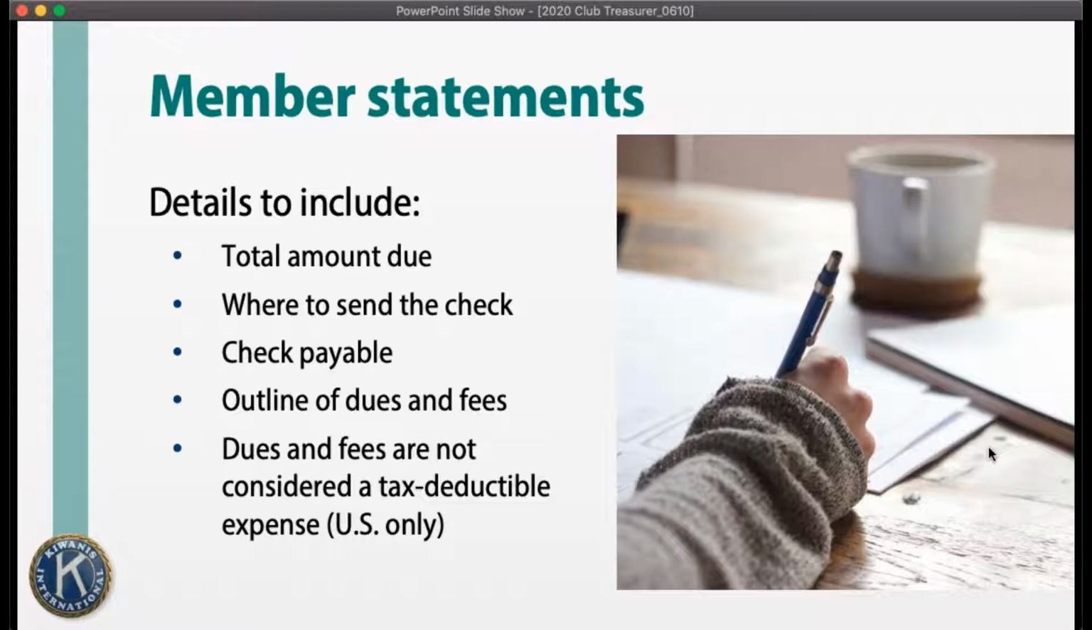You need to disclose the total amount due very clearly, where to send the check, and who the check needs to be payable to, or if your club accepts online payment, where to pay online, an outline of the dues and fees assessed, and a disclaimer that dues and fees are not considered tax deductible within the United States. This disclaimer does need to be clear and easy to read, not hidden. And make sure that there's absolutely no confusion on that.